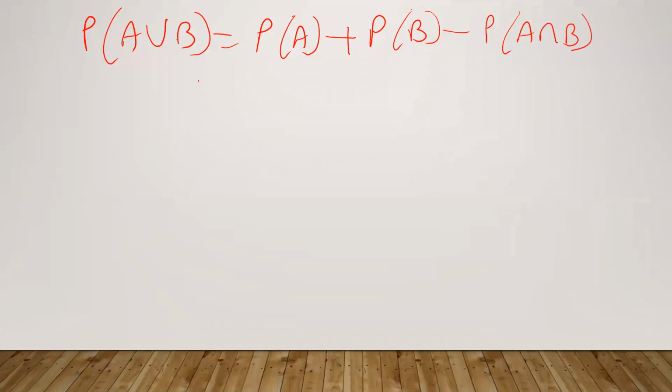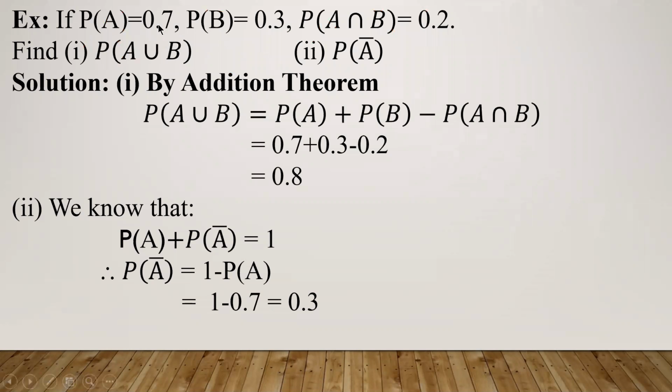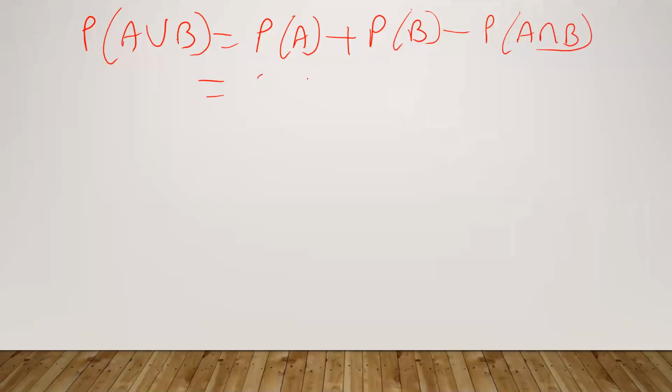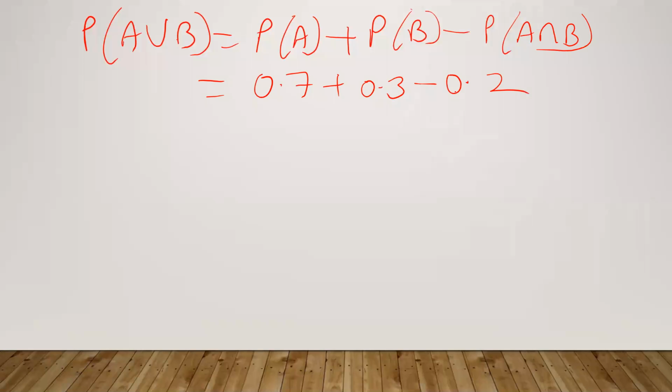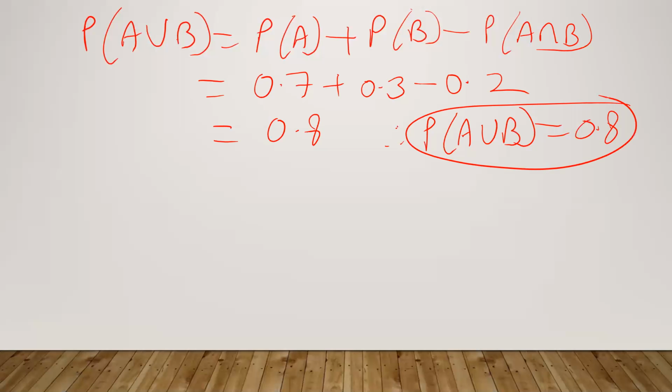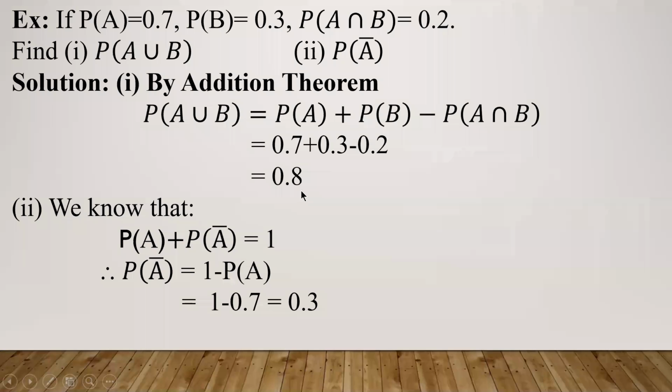What is the probability of A? How much is it given? 0.7. And the probability of B? 0.3. So this is 0.7 and this is 0.3. What is the probability of A intersection B? It is 0.2. So just put the values. Simplify this, you will get 0.8. Therefore, the probability of A union B is 0.8. So you got the answer for the first one, 0.8.